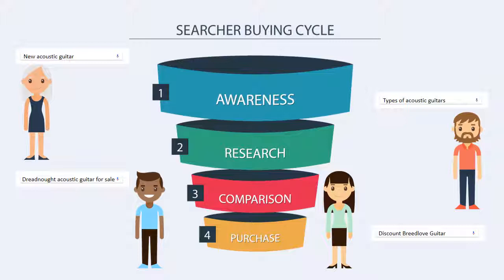This buying cycle is important to understand as SEO strategists. By understanding searcher intent and where users could be during the buying process, we can match the correct content to the appropriate keywords to result in increased traffic to a website.